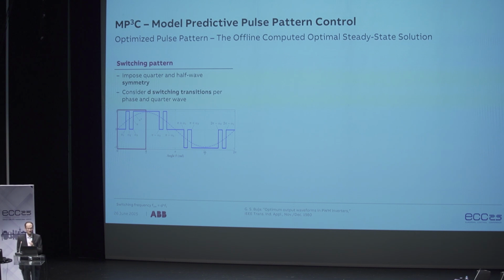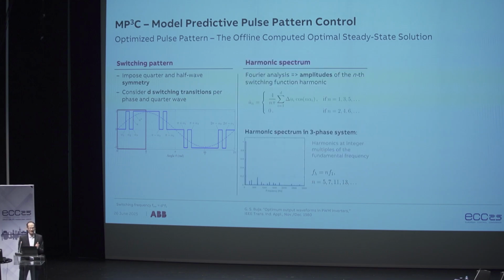So just consider a 2π fundamental period. You may want to approximate a voltage that is sinusoidal. It has a certain amplitude and a certain frequency. And we have a certain number of switching transitions available, a certain switching budget. So this will later determine our switching frequency. Typically, people assume some symmetry.